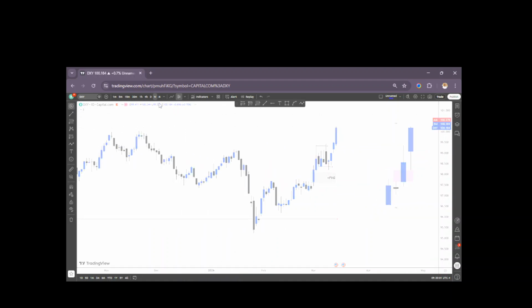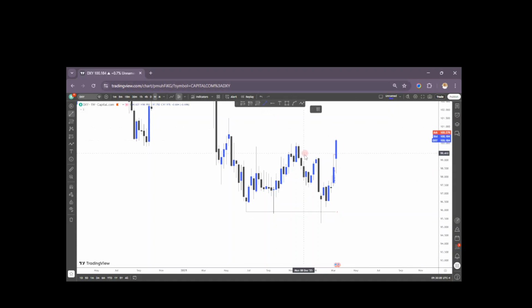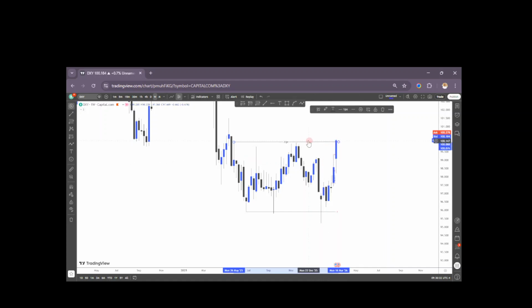Coming back to the weekly time frame, we expected to see price take out this buy side liquidity here. You can see we have relatively equal highs here. So we expected to see the market take out this liquidity.